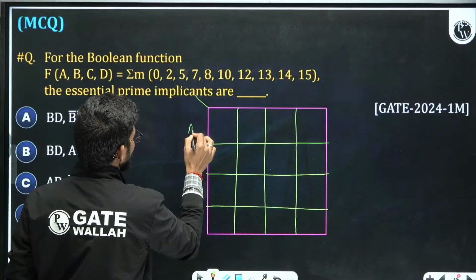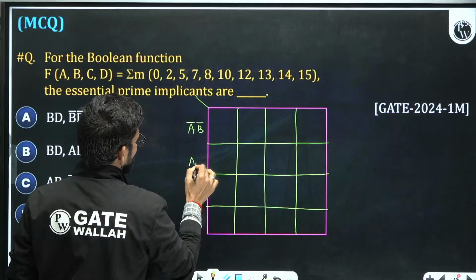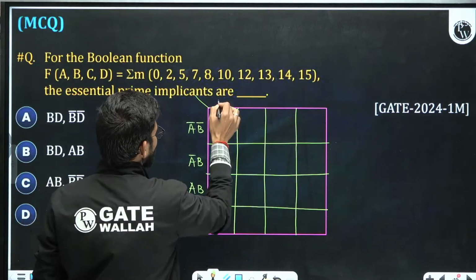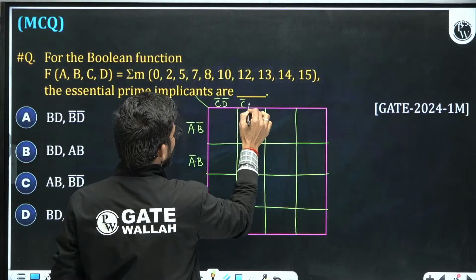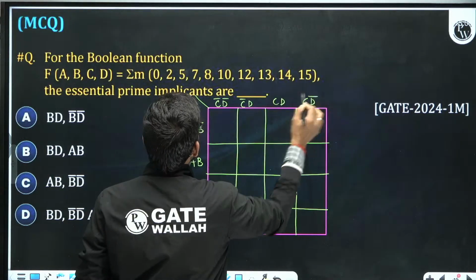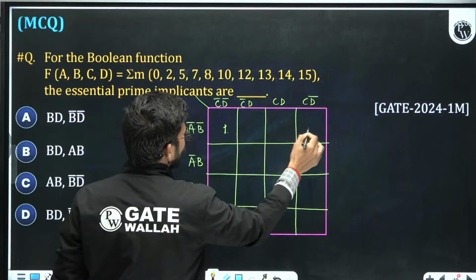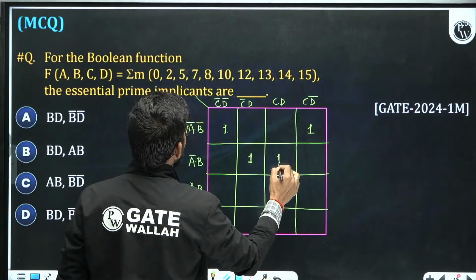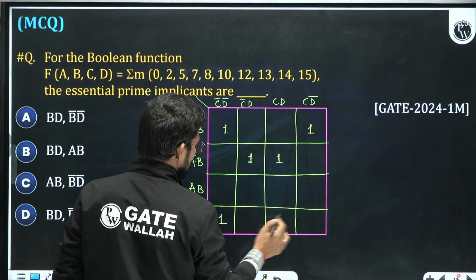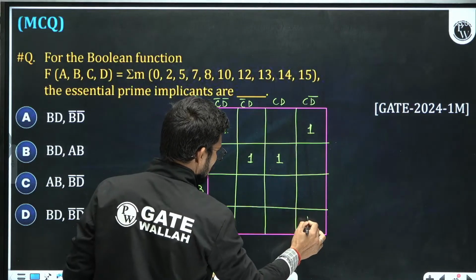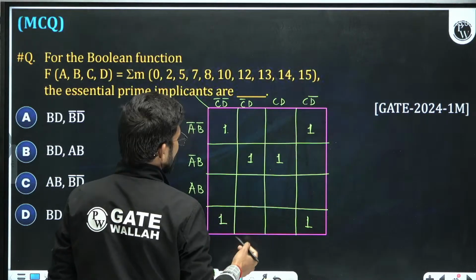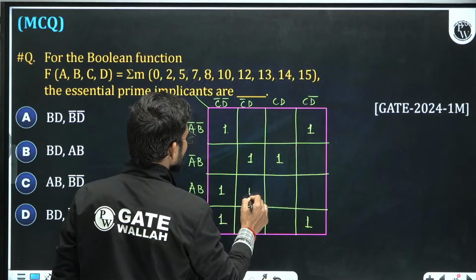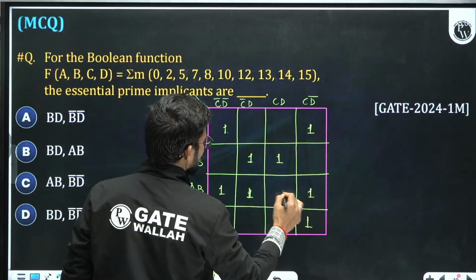This is A bar B bar, A bar B, A B, A B bar, C bar D bar, C bar D, C D and C D bar. 0, 2, 5, 6 and 7, 8, 9 and 9, 10, 11, 8, 9, 10, 11, 12, 13, 14, 15, 12, 13, 14 and 15.